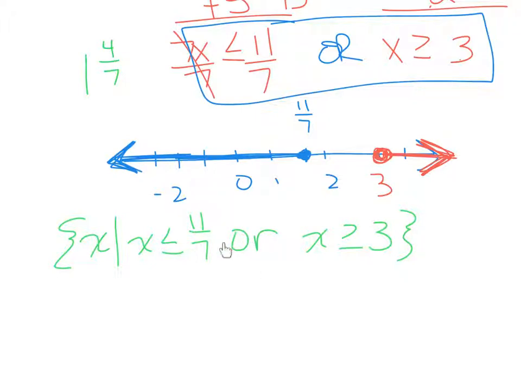You can't use a comma because comma means and. You have to use the word or. Now for interval notation, if your shadings don't touch, then you have to write an interval for each piece of shading, and you will join them with a U for union.